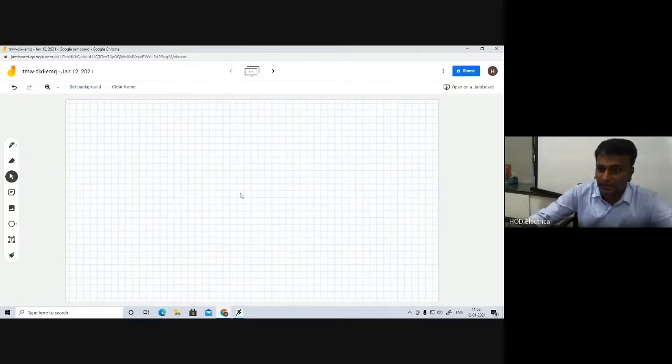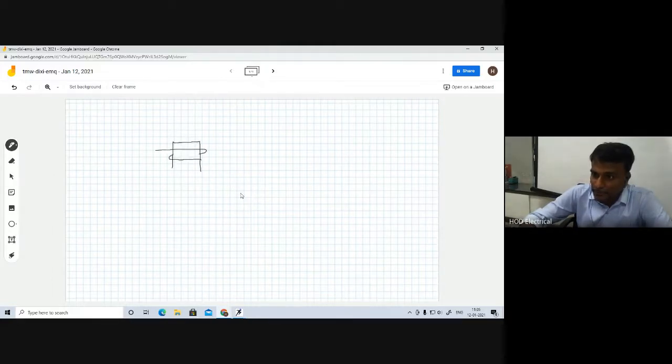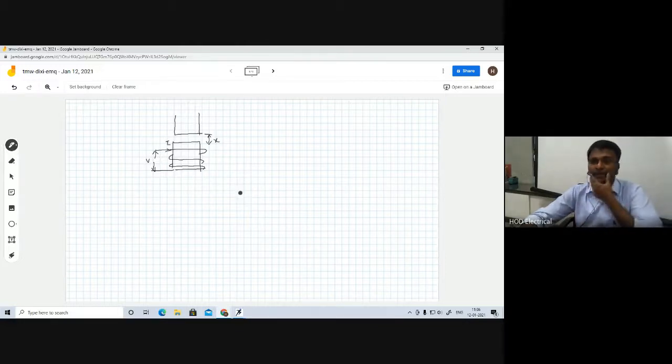In the last class we learned that one magnet coil is placed here. This is the coil, and the current flowing through it is I. The supply voltage is V. Then another plunger is placed here, and the distance is X.